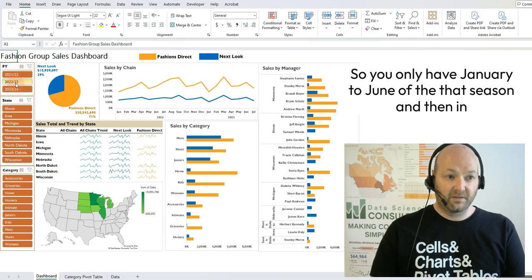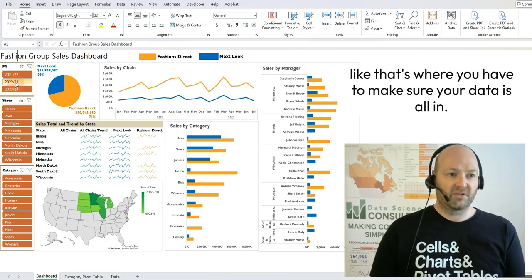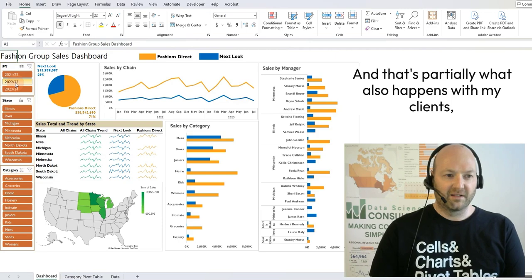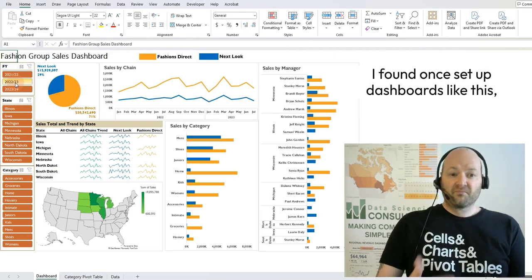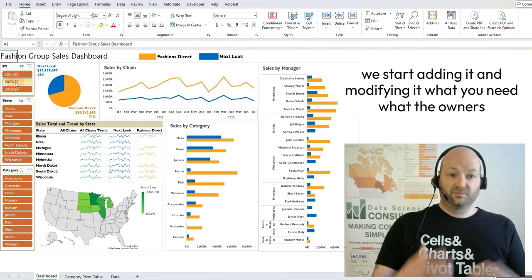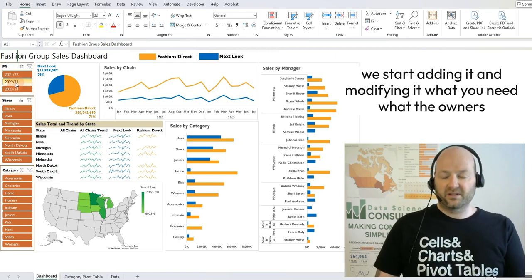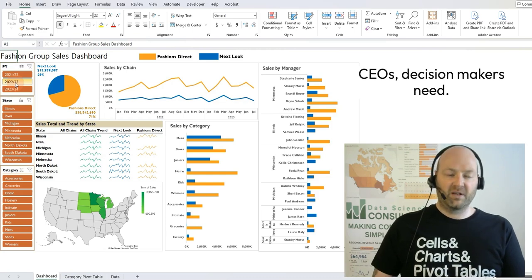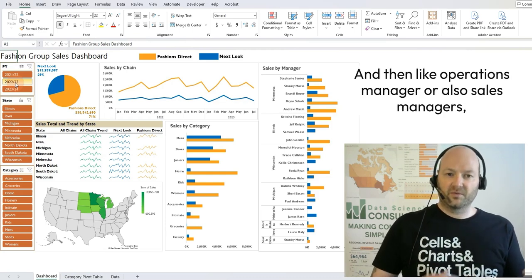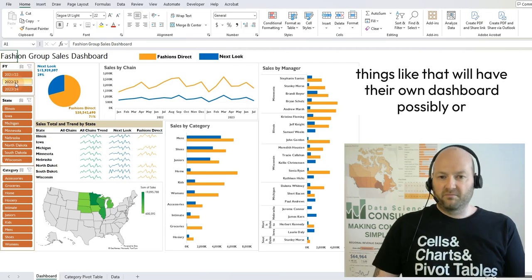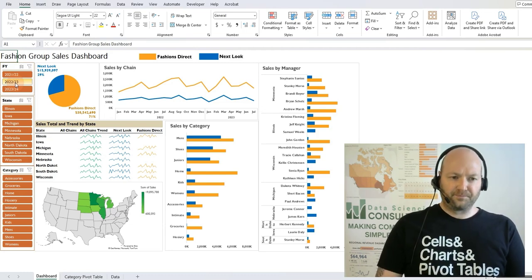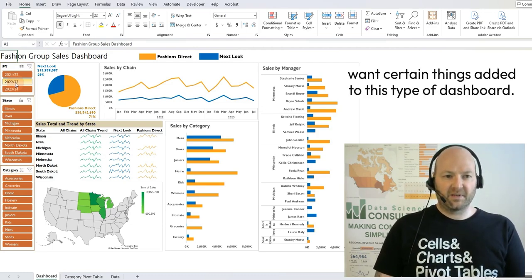And then in this data set, that's where you have to make sure your data is all in, and that's partially what also happens with my clients. I've found once we set up dashboards like this, we start adding and modifying it, what you need, what the owners, CEOs, decision makers need, and then down to operations managers or sales managers, things like that will have their own dashboard possibly, or want certain things added to this type of dashboard.